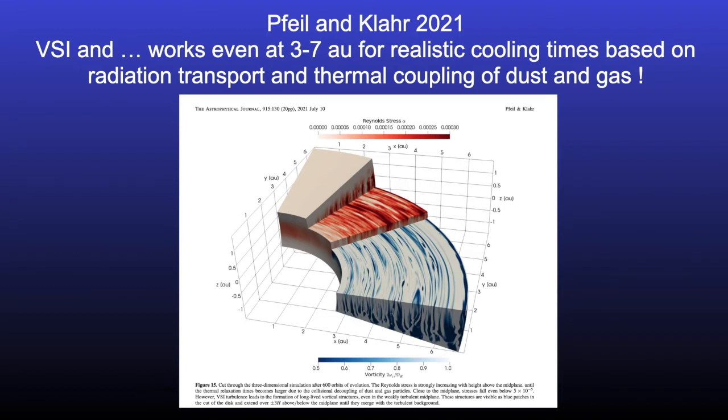So Thomas Pfeil has been putting this into a prescription of cooling times, calculated here for a pretty far-in region. So for normal VSI simulations between 3 and 7 astronomical units, and you see the wonderful formation of vortices and typical VSI modes. So it's really good news to see that in fact, vertical shear instability-like modes do actually operate here in the planet-forming interesting region.